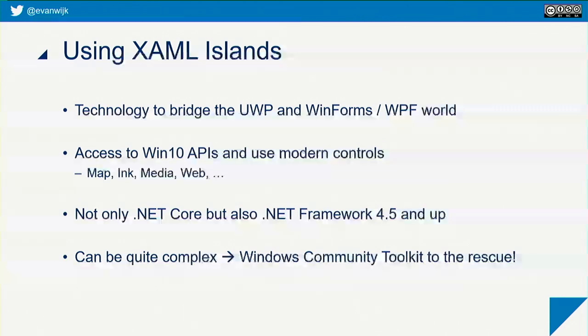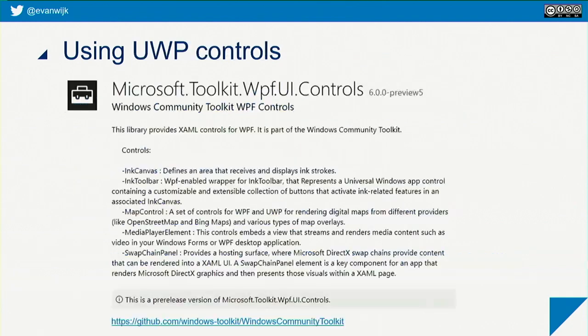But there's a library to the rescue, which is the Windows Community Toolkit. And this is a toolkit created, like it says, by the community, and it will take a lot of heavy lifting for its content. These are just NuGet packages that you can reference, and here you see an overview of the NuGet package for WPF, but there's also one for WinForms. So if you're using this from a WinForms application, you reference the WinForms variant of this one.